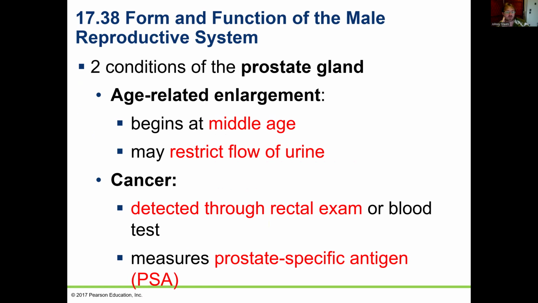Another disorder of the prostate gland is age-related enlargement. This tends to start at middle age. It is not a sign of cancer, and it happens to all men. But basically, for some reason, as men age, the prostate gland starts to enlarge. And if it enlarges in the wrong way, it is going to restrict the flow of your urine.